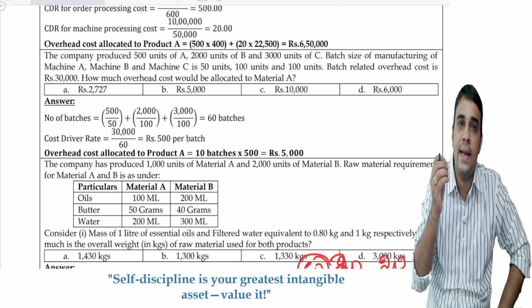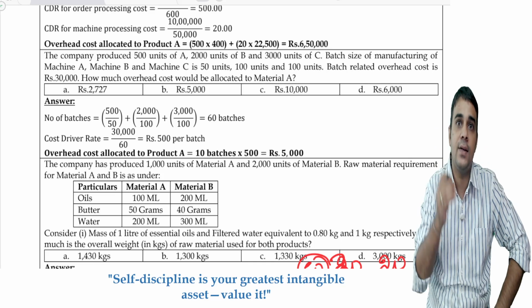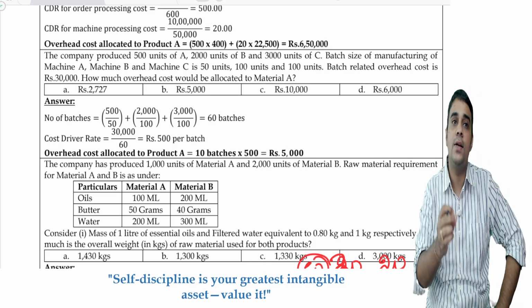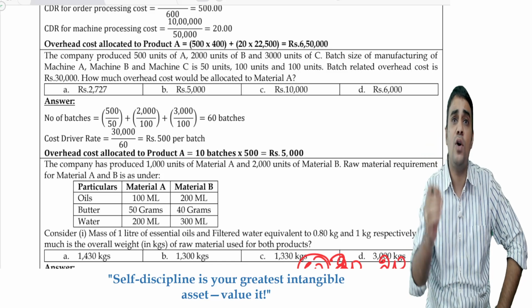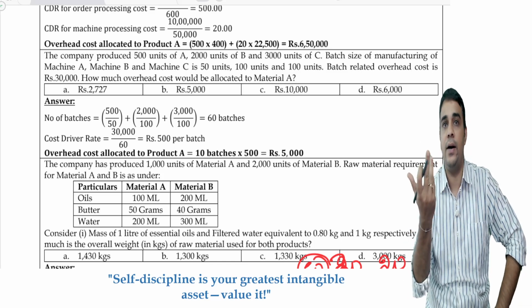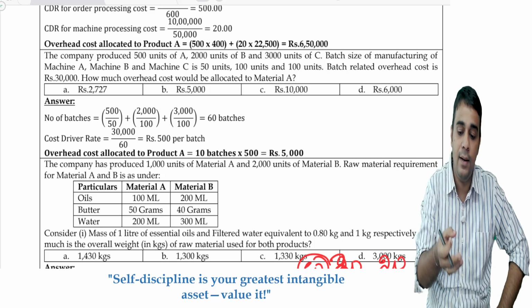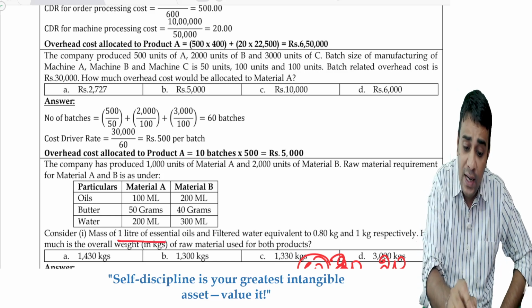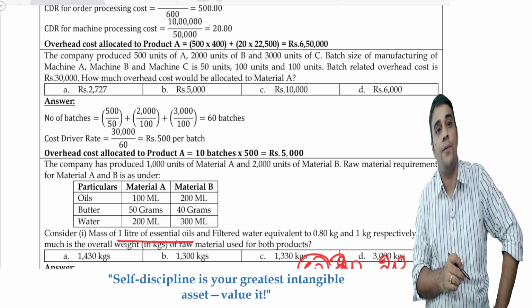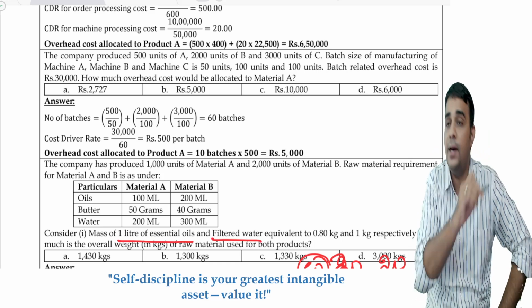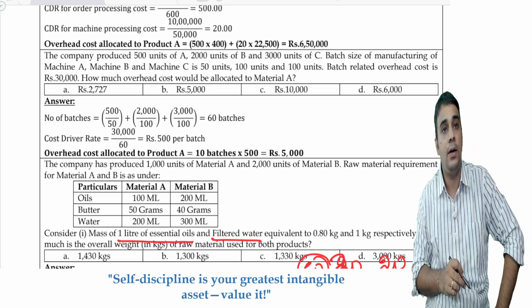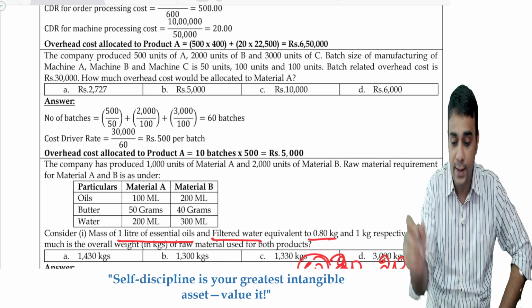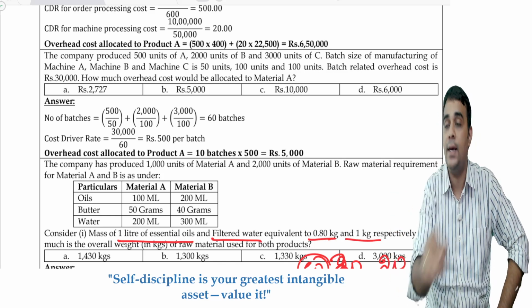First, oil is in ml. Second, butter is in grams. Water is in ml. If everything was in grams, just add the three and we are done. But some are in ml, some are in grams. How do we add them? For that they are saying 1 liter of oil and filtered water is equivalent to 0.80 kg and 1 kg respectively.